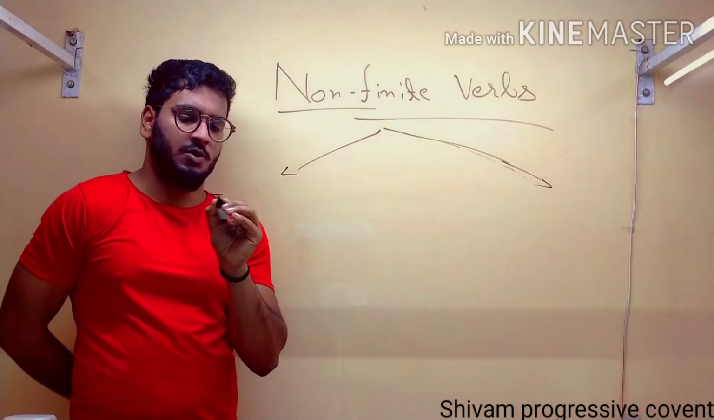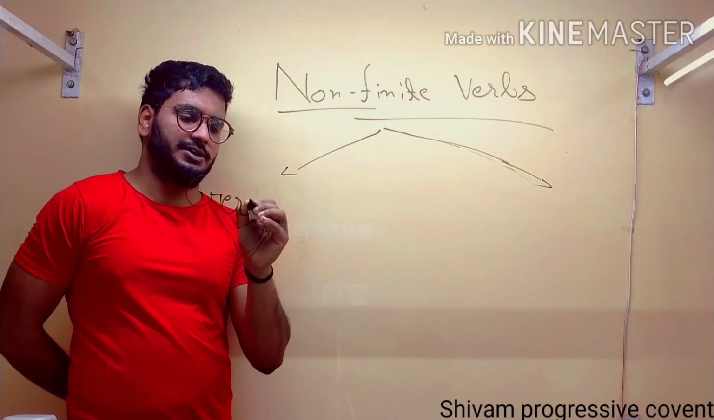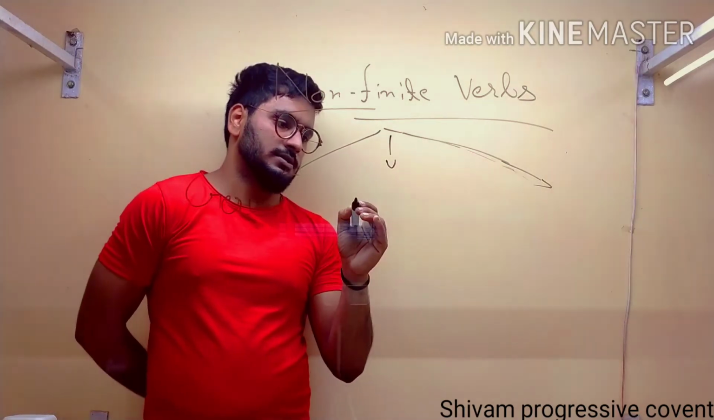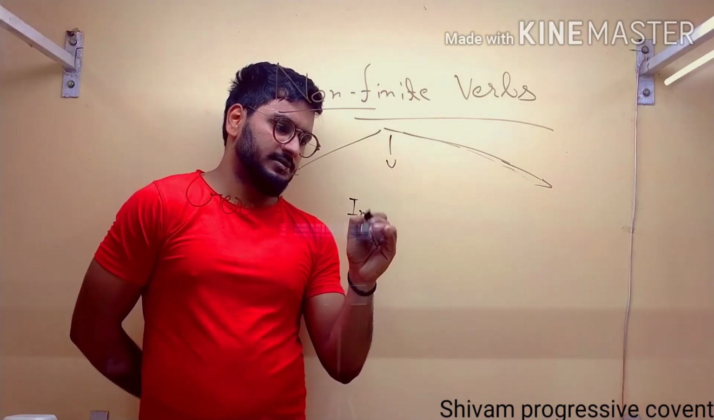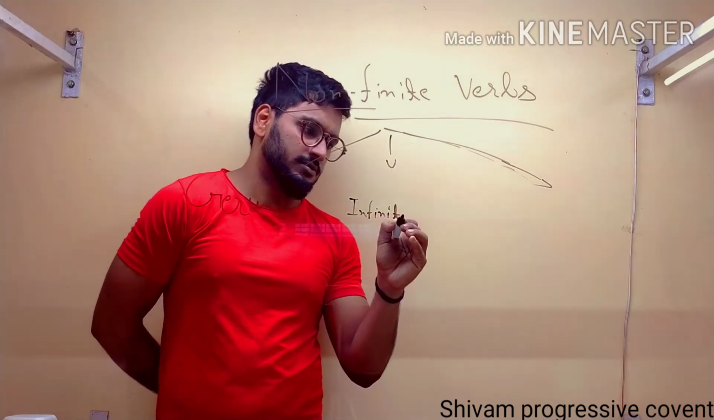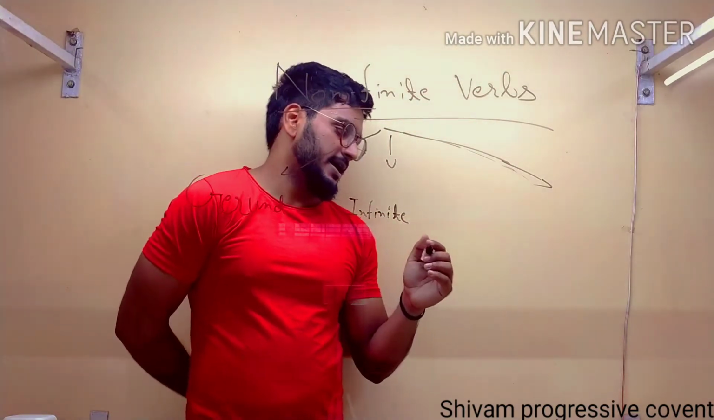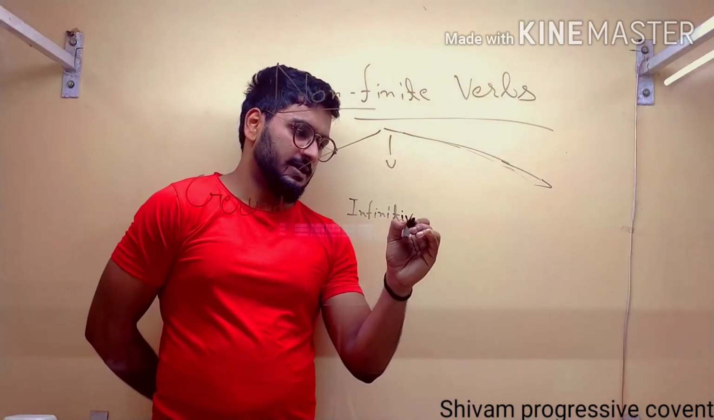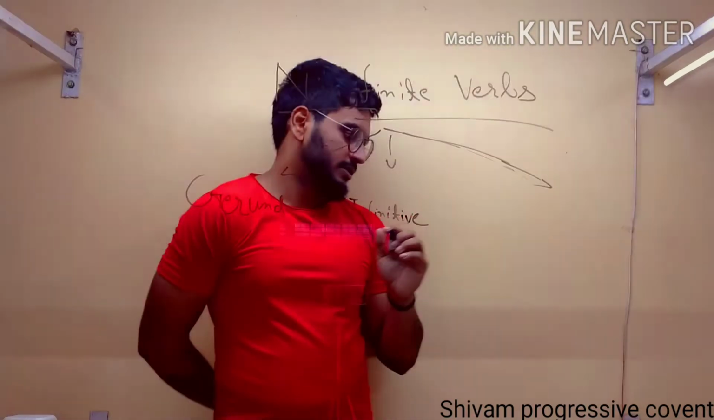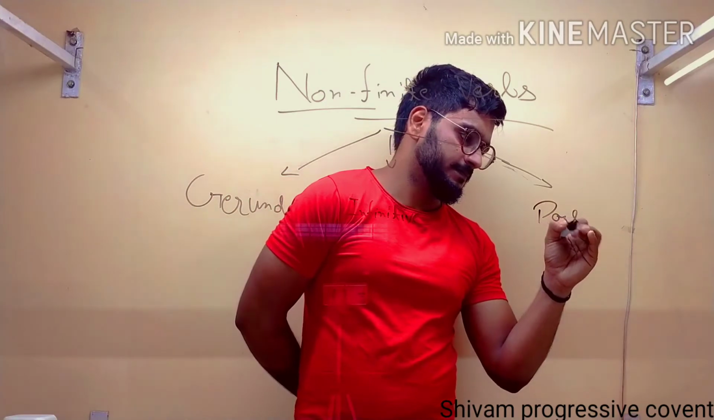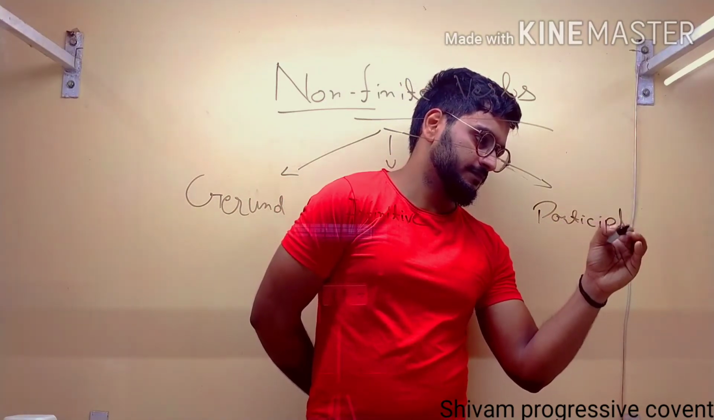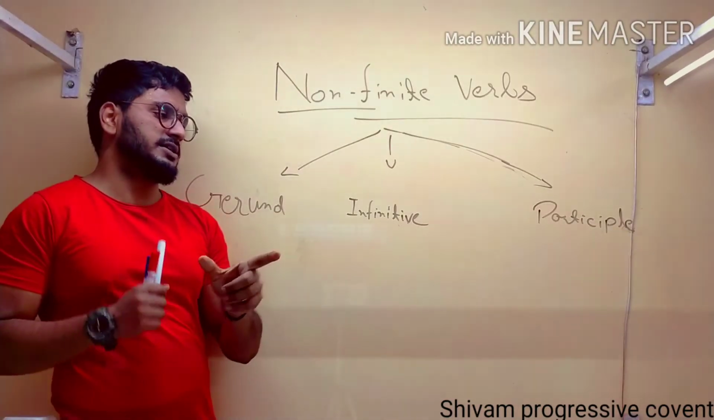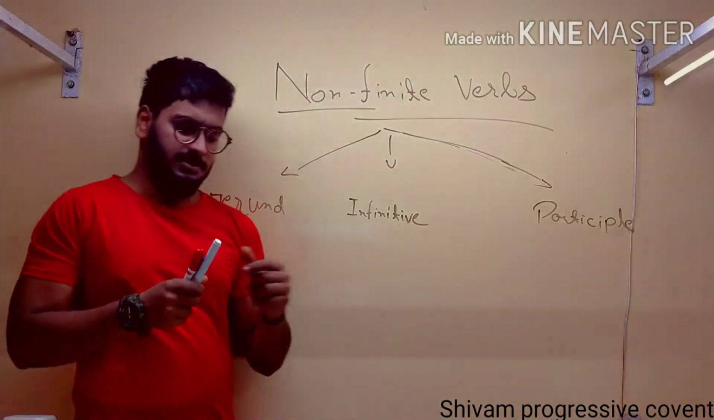The first one was gerund. The second one was the infinitive. And the third one was participle. So in short, I am telling you what gerund, infinitive and participle are.